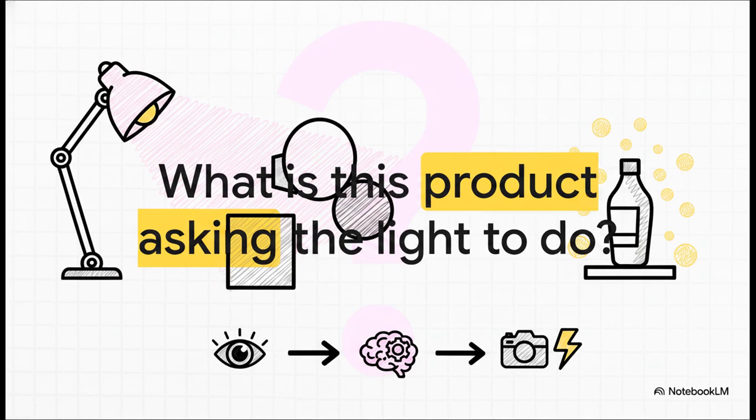The next time you set up a shot, before you even touch a lamp, before you even think about buying a new diffuser, ask yourself, what is this product asking the light to do? When you finally stop guessing with gear and start diagnosing the physical system of light, you stop being a copier and you start acting like a true lighting designer. And that is the shift that changes absolutely everything.